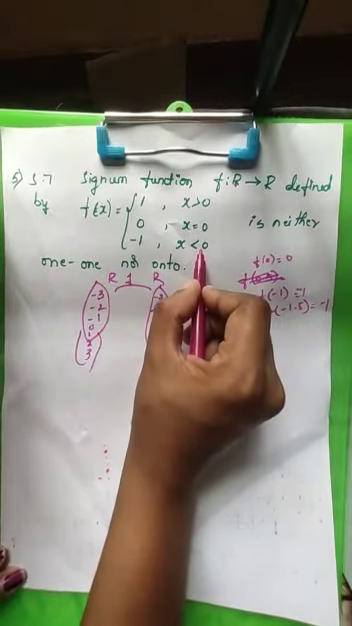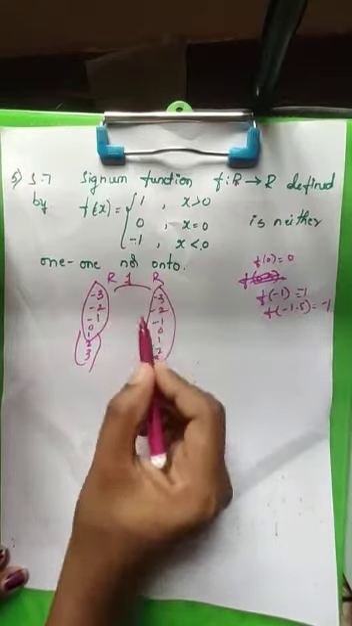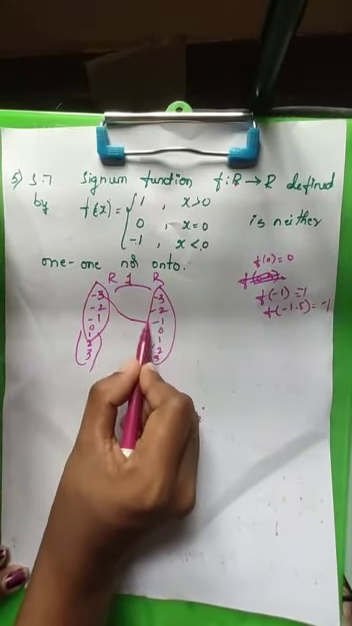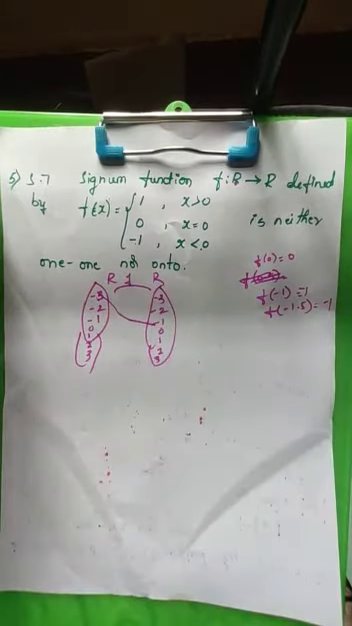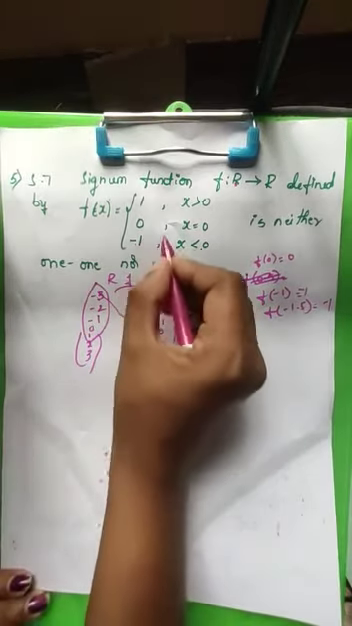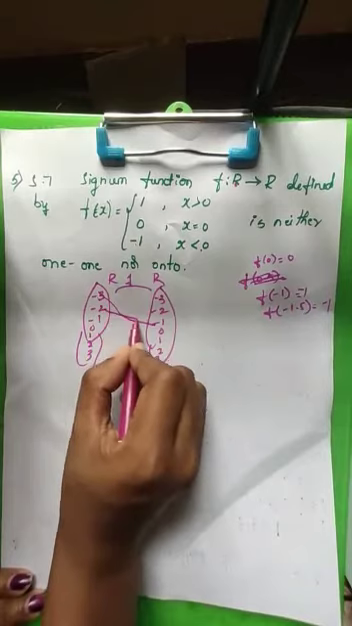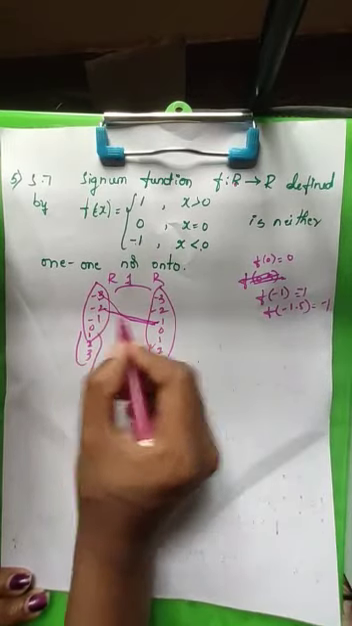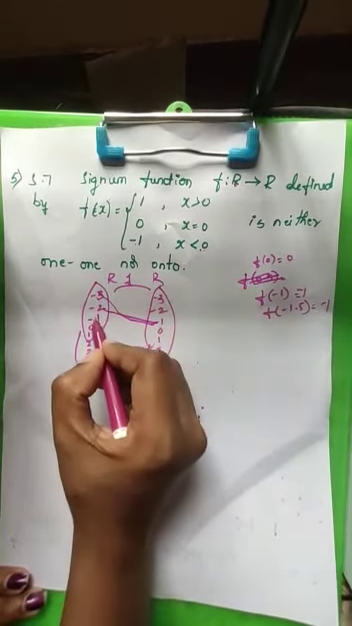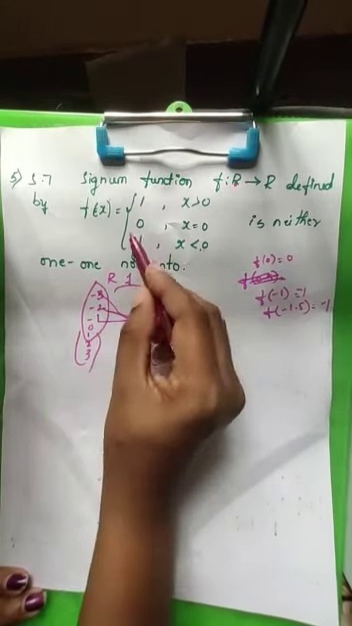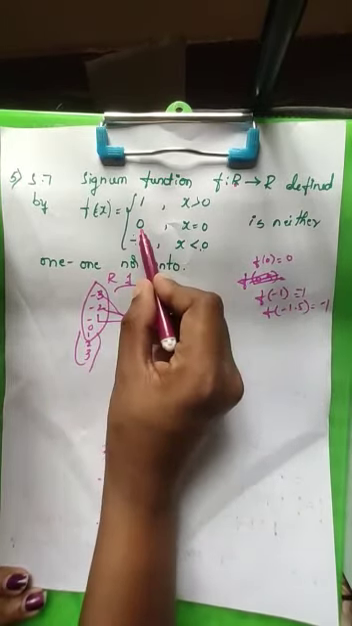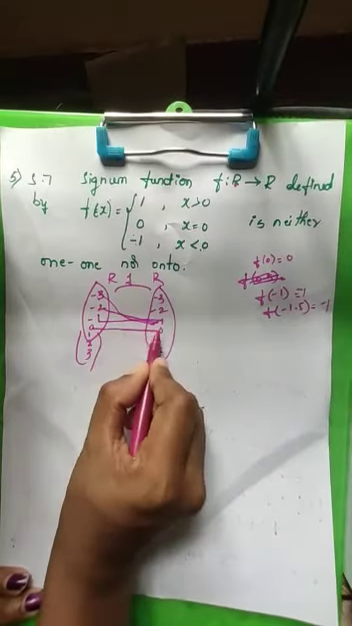Minus 3 is less than 0, so it should go to minus 1. Then what is f of minus 2? Minus 2 is also less than 0, so it should go again to minus 1. What is f of minus 1? It is less than 0, so it should go to minus 1. What is f of 0? When x is equal to 0, what happens to the function? It goes to 0. Correct.